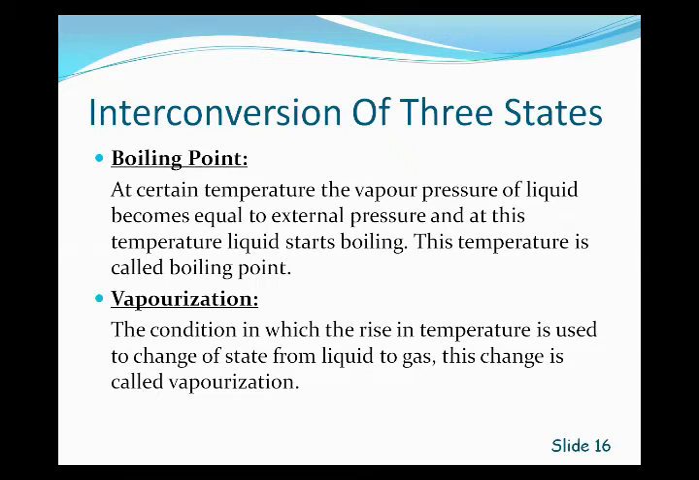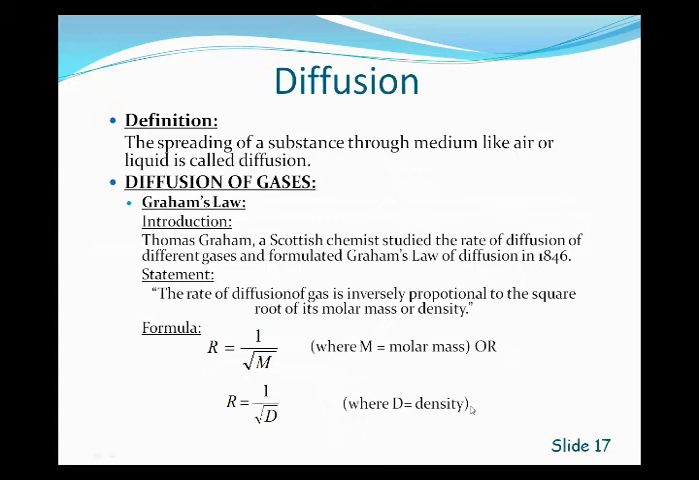Now we move to another term, diffusion. What is diffusion? First definition: the spreading of a substance through a medium like air or liquid is called diffusion. It means spreading of a substance. Or, in other words, diffusion can be defined as the movement of molecules from a region of higher concentration to a lower concentration. Or we can say the spontaneous or natural mixing of particles of matter. So we can define it in different ways. The simple one is the spreading of a substance through a medium like air or liquid is called diffusion.